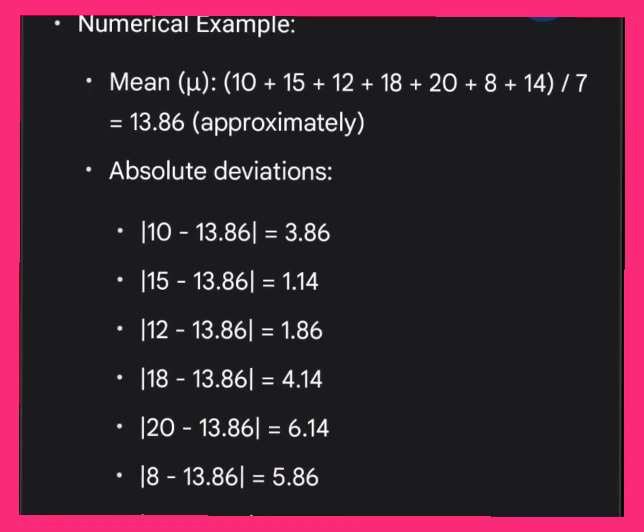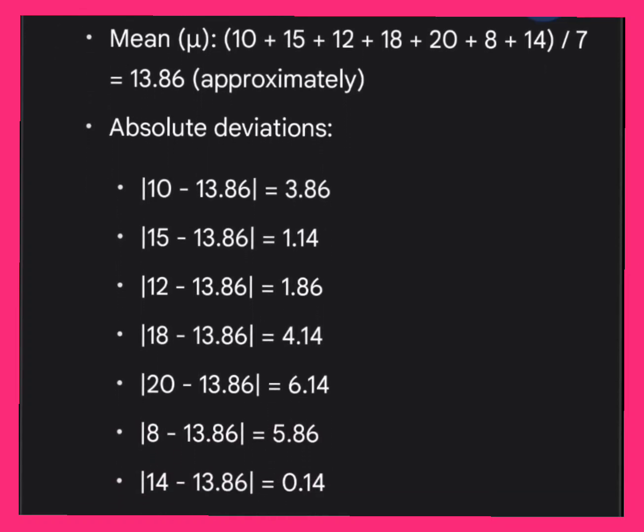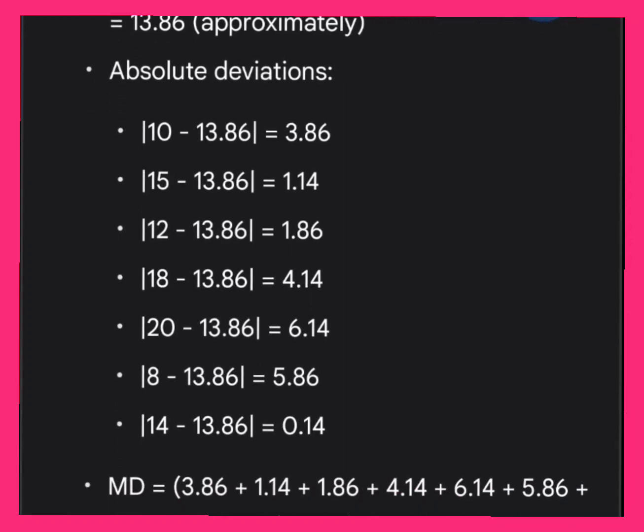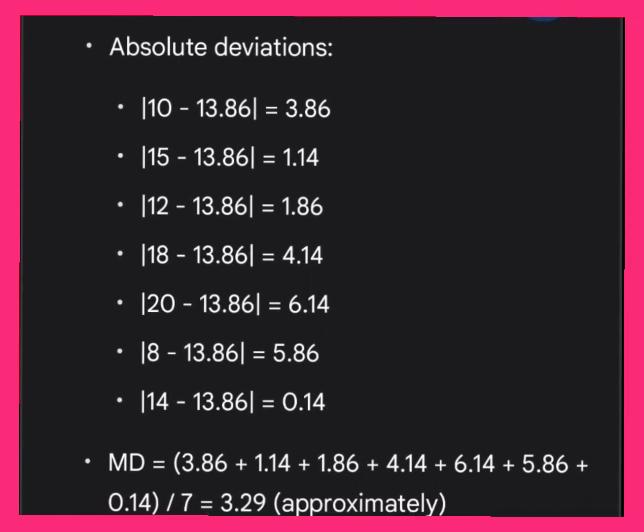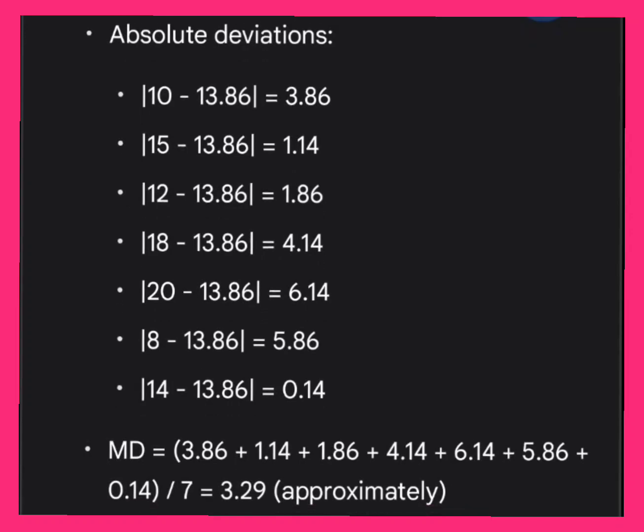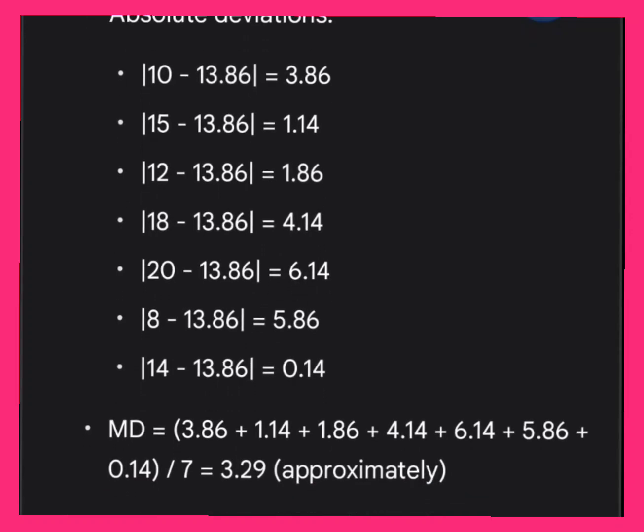Absolute deviations: 10 minus 13.86 equals 3.86. 15 minus 13.86 equals 1.14. 12 minus 13.86 equals 1.86. 18 minus 13.86 equals 4.14. 20 minus 13.86 equals 6.14. 8 minus 13.86 equals 5.86. 14 minus 13.86 equals 0.14.